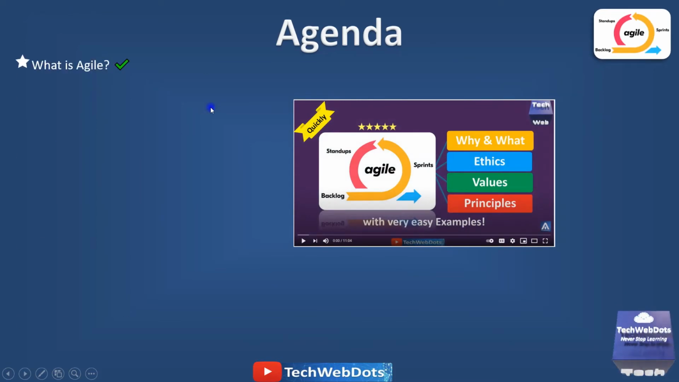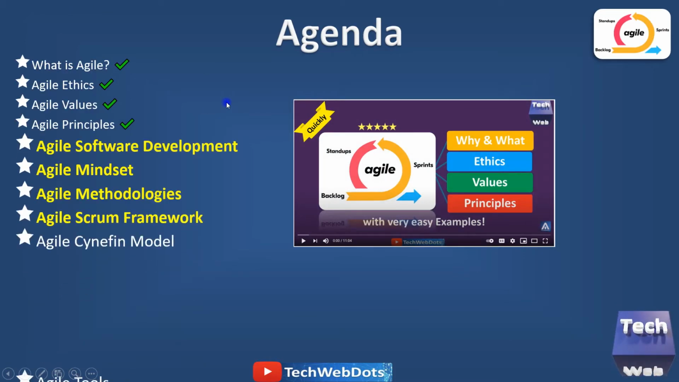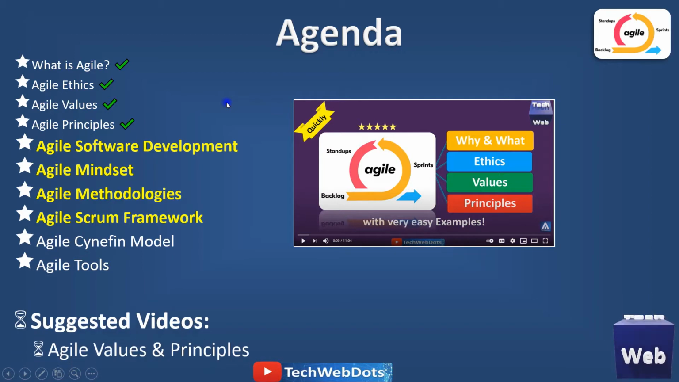As you can see, in my last video I have already explained all these important points: what Agile is, what the Agile ethics are, what the Agile values are, and what the Agile principles are. The link is given in the description of this video, and in a very short time I have covered all these topics. Okay, so let's move ahead.